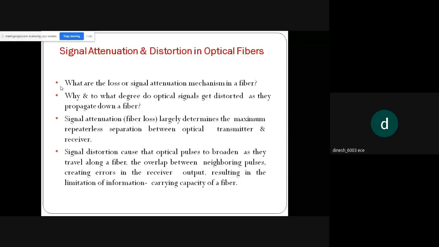So let us see what attenuation is. Attenuation determines the maximum repeaterless separation between optical transmitter and receiver.